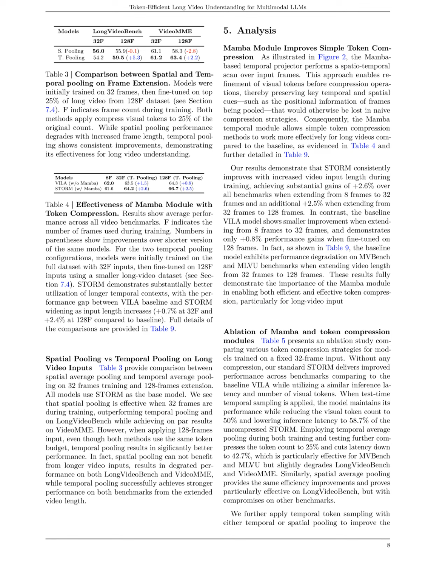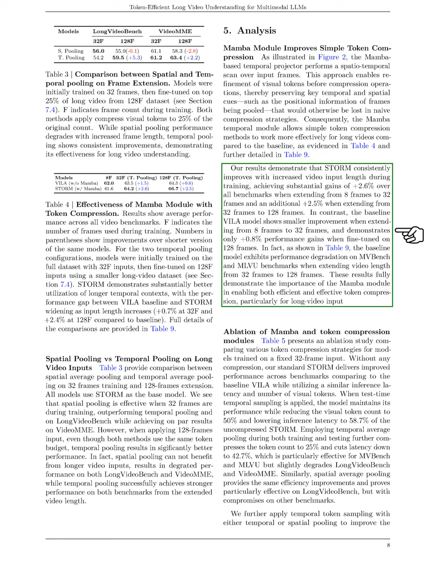Section Summary. In this section, we compare our STORM plus temporal pooling configuration with existing video LLMs, demonstrating that it achieves state-of-the-art performance across long video understanding benchmarks while significantly improving computational efficiency through token compression. We also highlight the advantages of the Mamba module in enhancing performance and reducing inference time, particularly when processing longer video inputs, and show that temporal pooling outperforms spatial pooling in these scenarios.